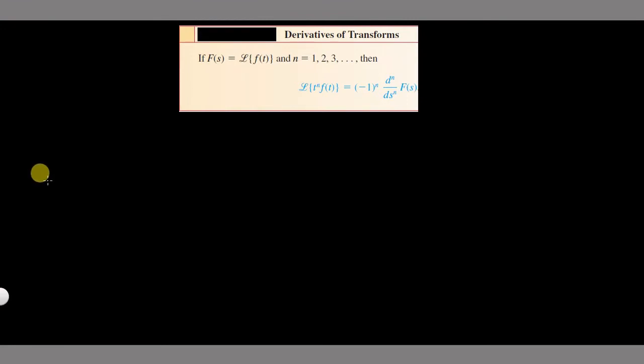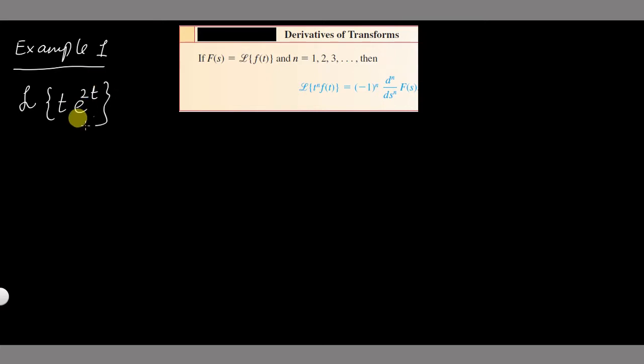In this video, we will solve some examples regarding this theorem. The name of this theorem is the derivatives of transforms. For instance, example number 1, if we have the Laplace transform of t e raised to the power 2t.